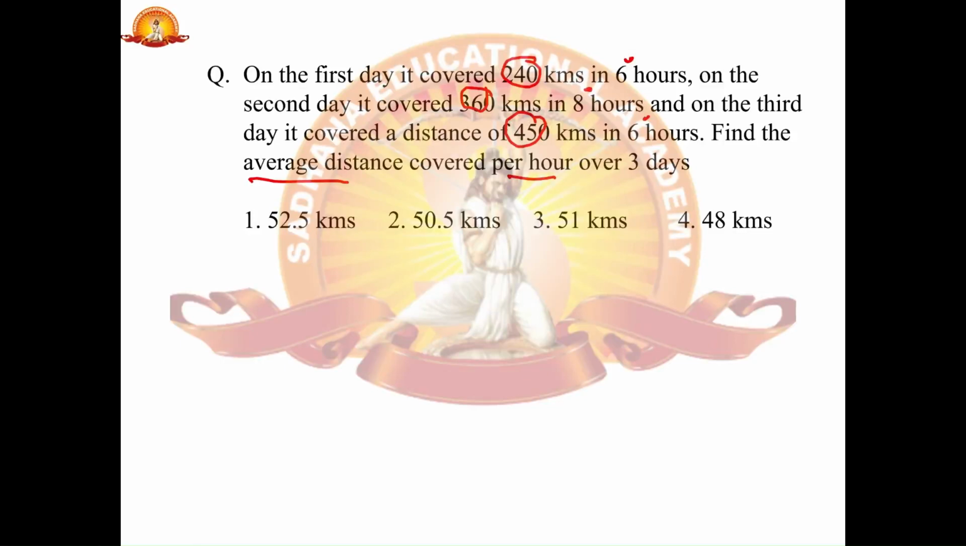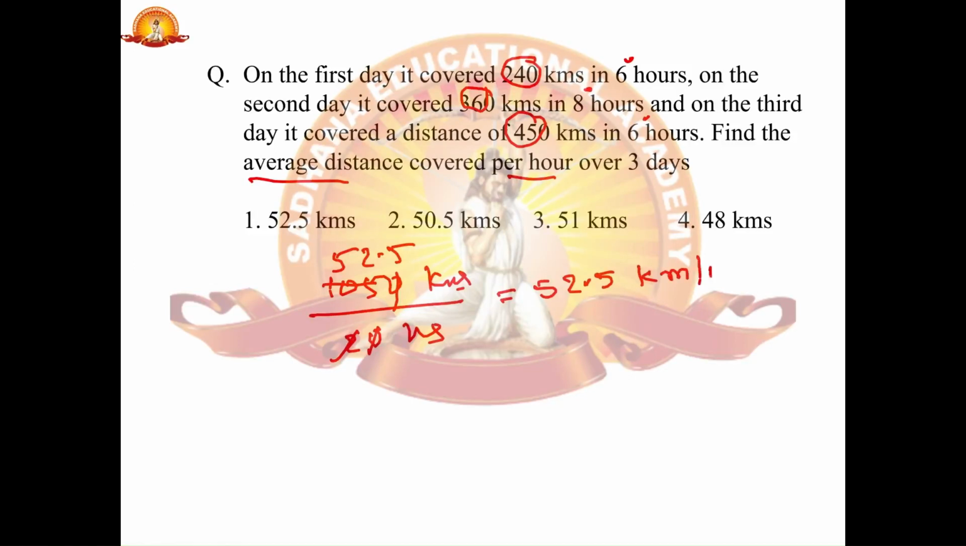600 plus 450 is 1050. Distance traveled divided by total time taken, 6 plus 8 plus 6, 20 hours. So 0, 0 cancel, 2 cancel 5 times, 2.5 times. Therefore, the average distance traveled per hour is 52.5 kilometers per hour. So the first option is the correct answer.